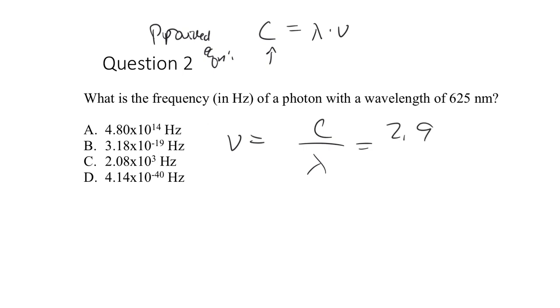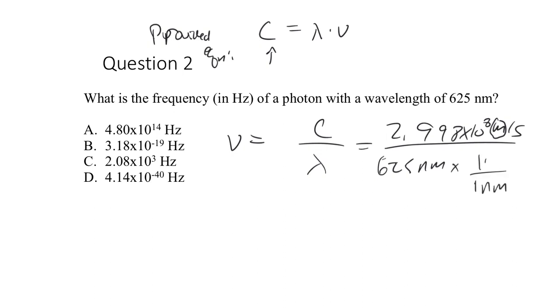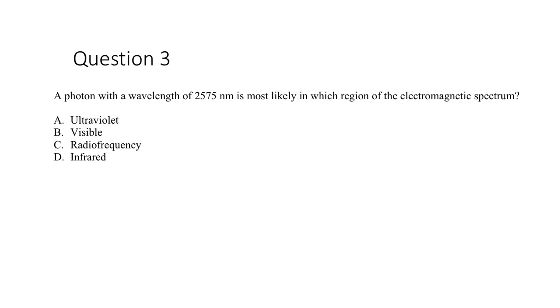So 2.998 times 10 to the 8 meters per second, and then divide by 625 nanometers. I just have to convert nanometers to meters because of the units of the speed of light. 1 nanometer is 10 to the minus 9 meter. And so we work this out, and this ends up being 4.80 times 10 to the 14.